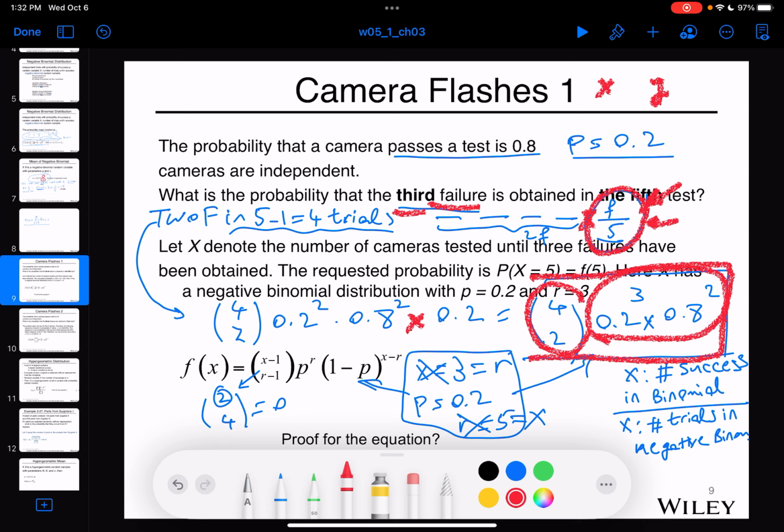Yeah? Can you repeat again why in the first, not this one, we use negative binomial?